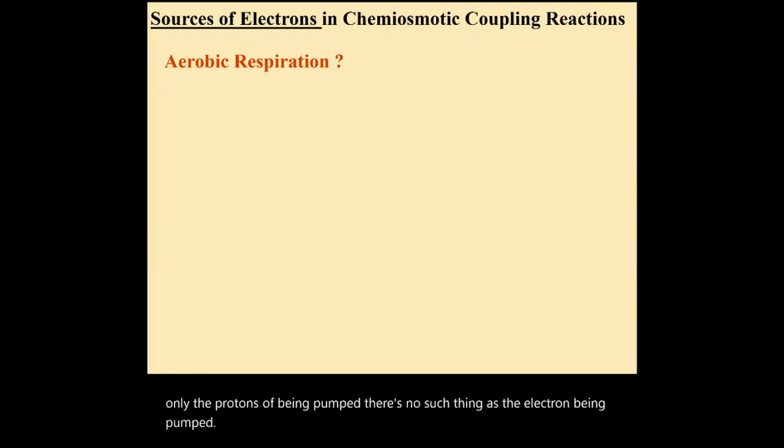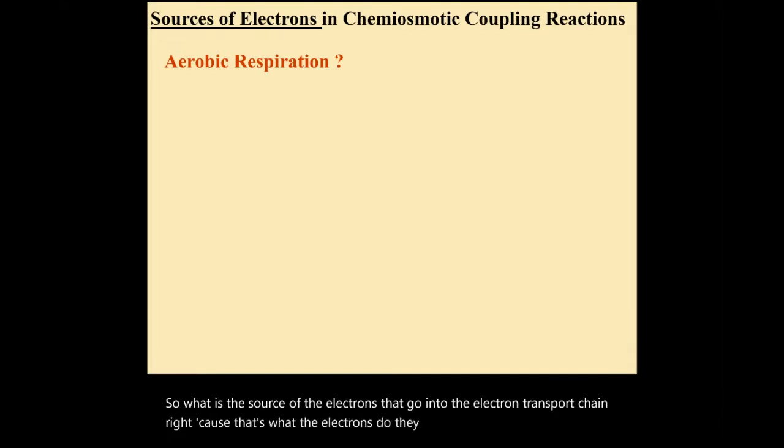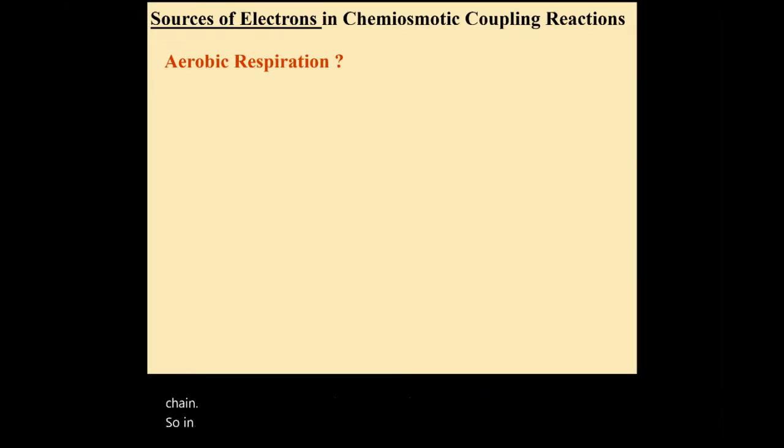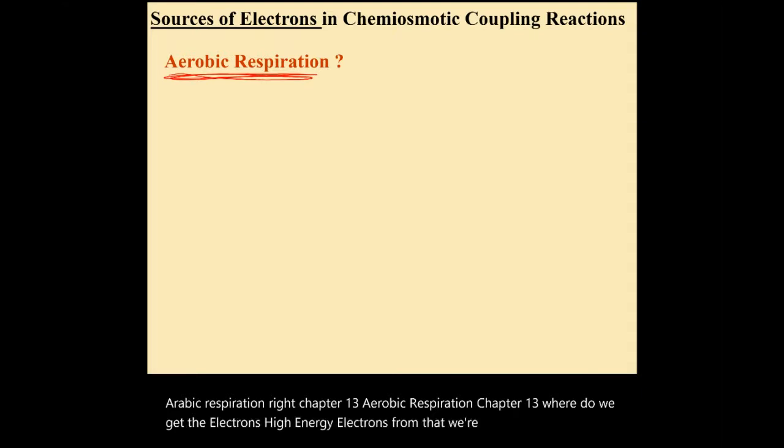So what is the source of the electrons that go into the electron transport chain, right? That's what the electrons do. They go into the electron transport chain. So in aerobic respiration, what is the source of those high energy electrons? You know aerobic respiration, right? Chapter 13. Aerobic respiration, chapter 13. Where do we get the electrons, those high energy electrons, that we're going to send to the electron transport chain?